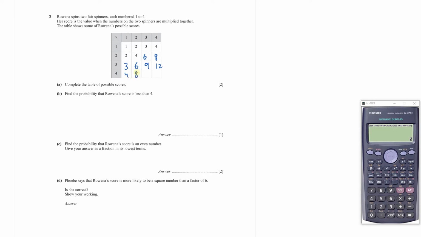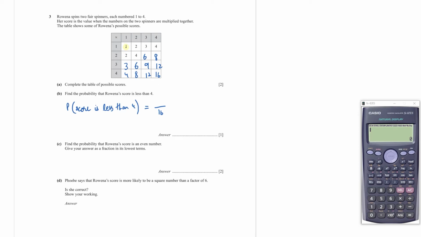This will be 4, 8, 12, and 16. Find the probability that Rowena's score is less than 4. So probability score is less than 4 equals, so you have how many possible outcomes? 16. 4, 8, 12, and then 16 possible outcomes. And out of those 16, the denominator will be 16, because 16 is your total possible outcomes. And how many of these outcomes are less than 4?